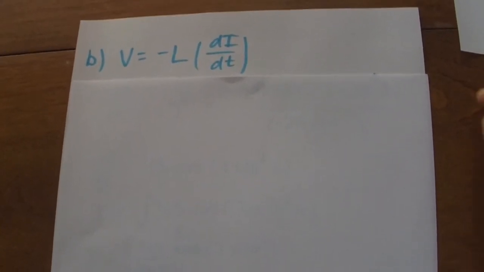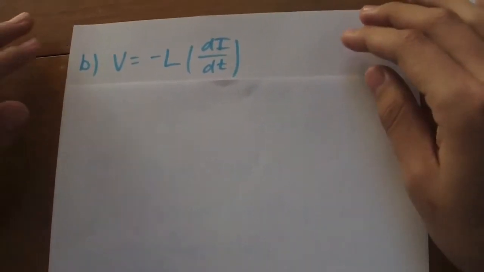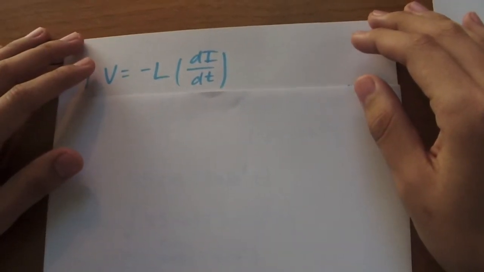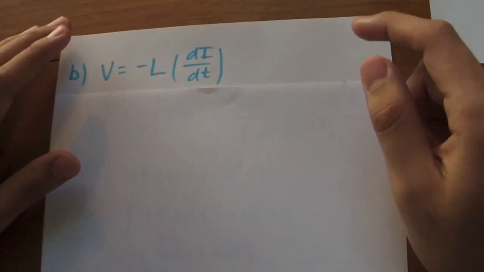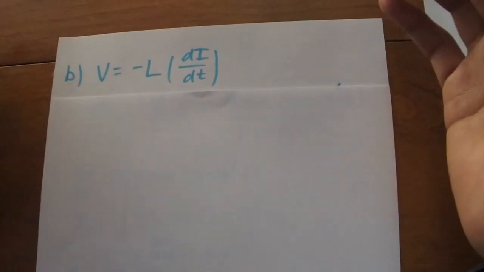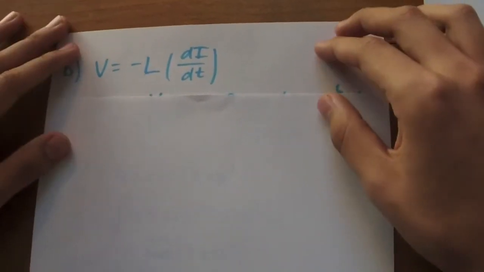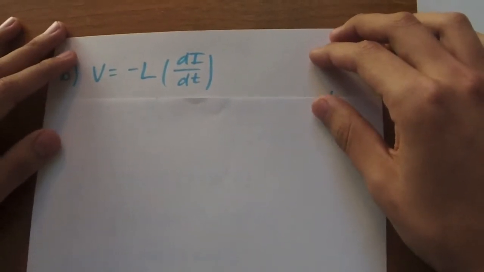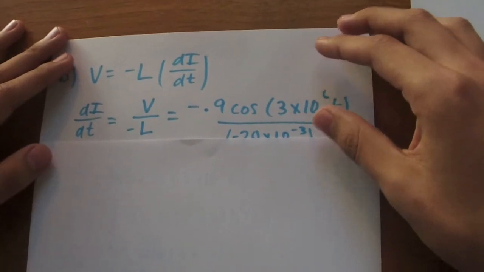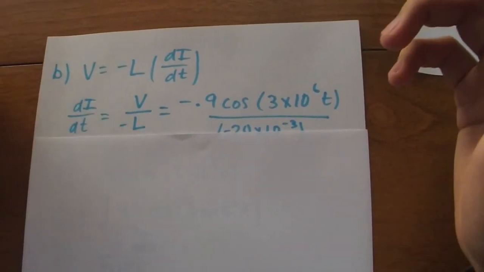For part B, we want to find current, and this is the equation for current: voltage equals negative L multiplied by di over dt. We're going to take the same approach as in part A. We already know voltage from part A. So we're going to solve for di/dt, and then integrate that to get the current.